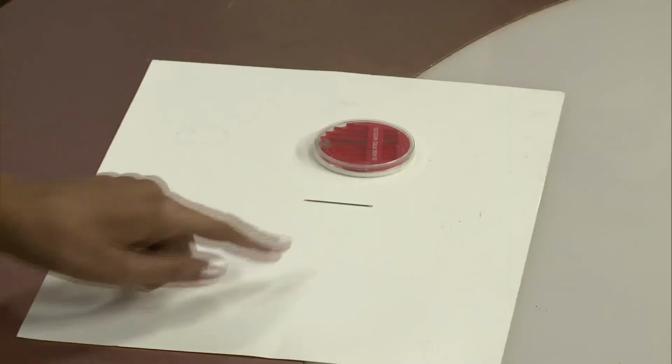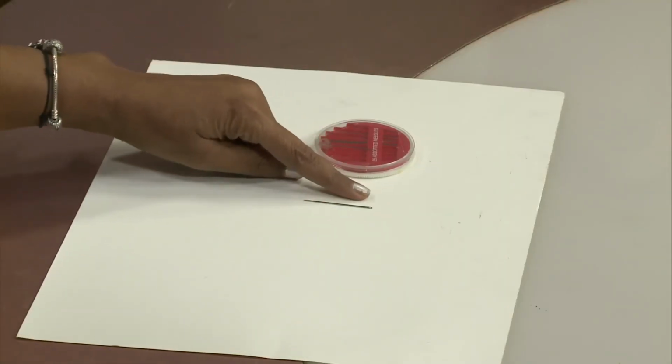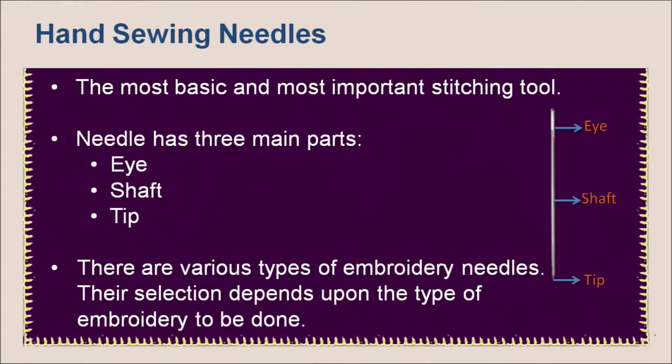As we have already got an idea about some of the popular embroideries, we will now, in this session, discuss the various equipment and materials required for embroidery. The most basic tool that is required for embroidery is the needle. As you can see, a needle has three main parts: eye, shaft, and tip. There are various types of embroidery needles available in the market. Their selection depends upon the type of embroidery to be done.